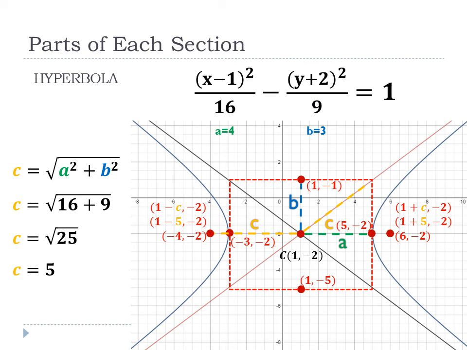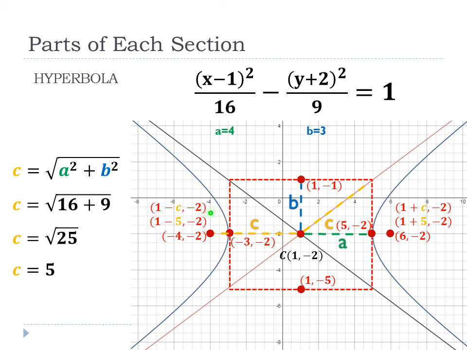So now we're going to find c. How do I find c? Well, I have a, I have b. If I make my regular old 90-degree angle triangle, I know that c is the hypotenuse. So by the Pythagorean theorem, I know that c is equal to the square root of a squared plus b squared. So c is the square root of 16 plus 9, which is the square root of 25, which is equal to 5. So now I know that the distance from the center to the focal point is c.